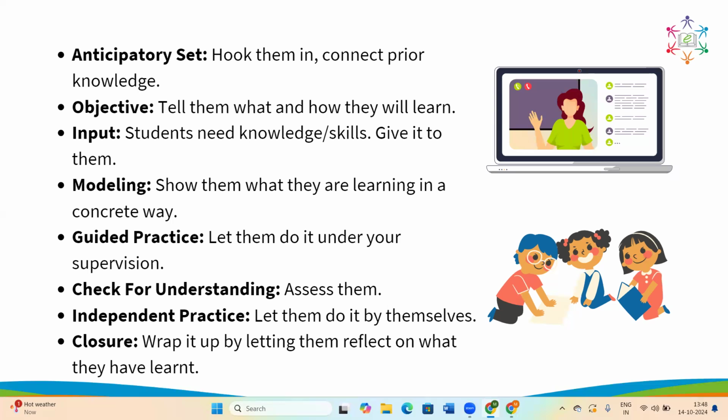Now, if you are teaching maths, if you are teaching your students how to multiply two-digit numbers, the anticipatory set could be something like this. Show them an everyday situation like shopping: if one item costs rupees 15 and you need four of them, how much will you pay in total? Then explain the objective. Today we'll learn how to multiply two-digit numbers. This will help us solve real-world problems like calculating the total cost of the items while purchasing from a store.